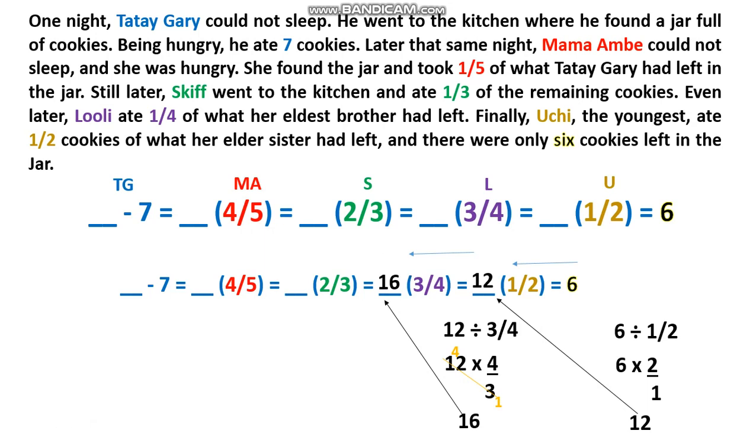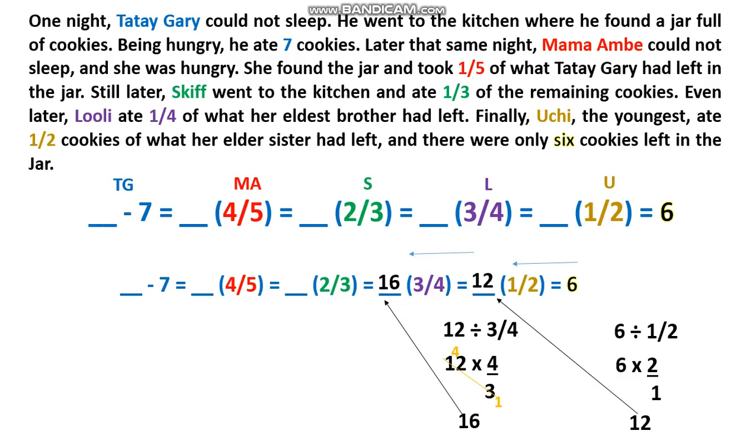I-check natin. Kung may 16 pang cookies doon sa jar na makita ni Luli at kinain niya yung 1/4, ano ang 1/4 ng 16? So 4, 8, 12, 16. So therefore, nung kinain niya yung 4, kaya 16 minus 4, may 12 pa yung cookies. May 12 cookies pa sa jar nung makita ito ni Uchi. So tama ulit yung ating sagot.